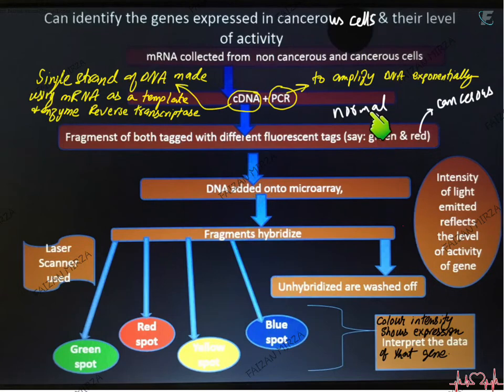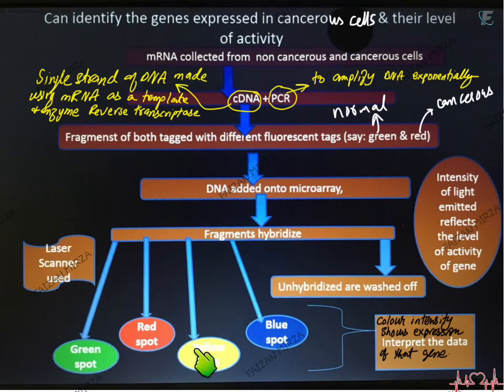You tag the cDNAs taken from the non-cancerous cells as green, and the cancer cell cDNAs, which are actually the mRNAs of the cancer cell, are tagged as red. Now add them to the microarray. Allow the fragments to hybridize, wash off the unhybridized fragments, and place this in the laser scanner.